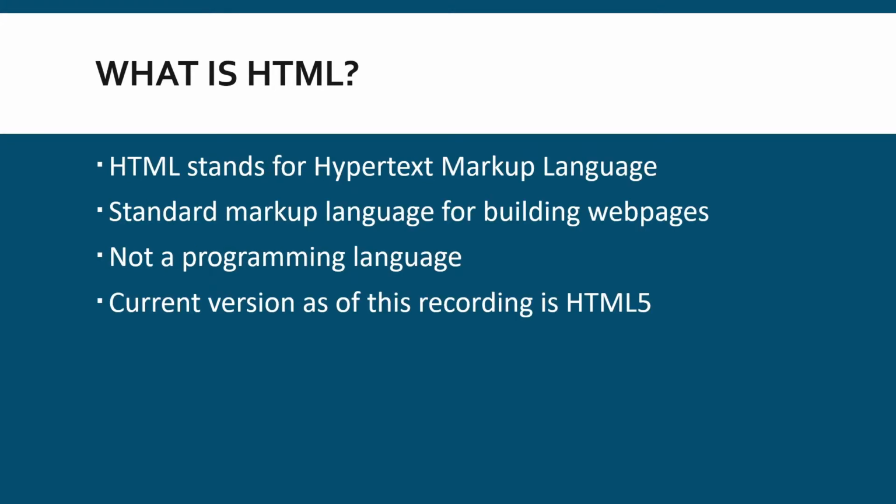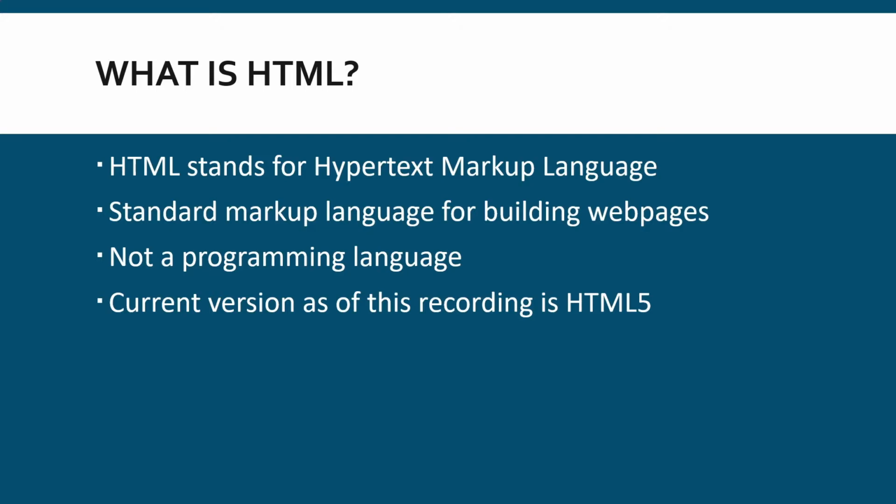What is HTML? HTML stands for Hypertext Markup Language. It's a language we use for creating web pages. Someone may ask if it is a programming language. It is not a programming language because it doesn't have any programming logics, loops, or functions. At the moment of this recording, we are using the HTML5 version.